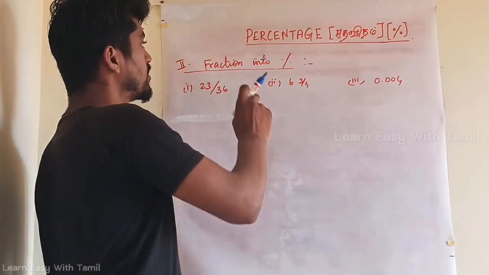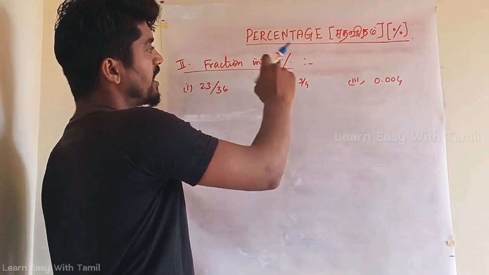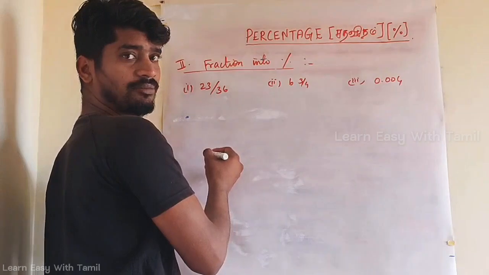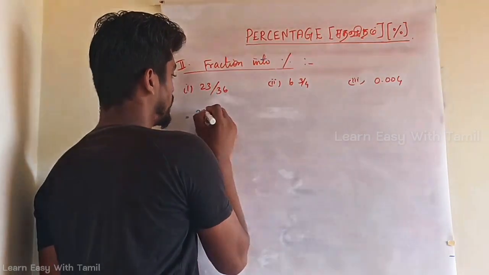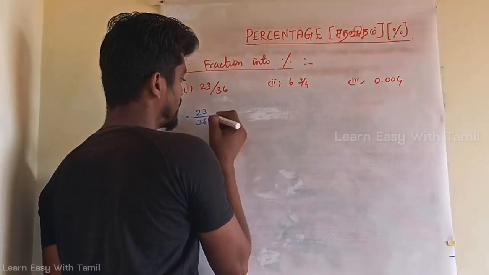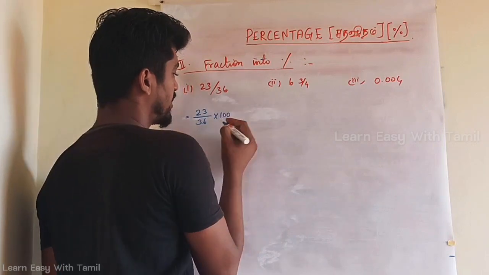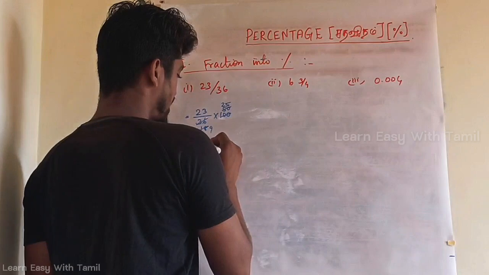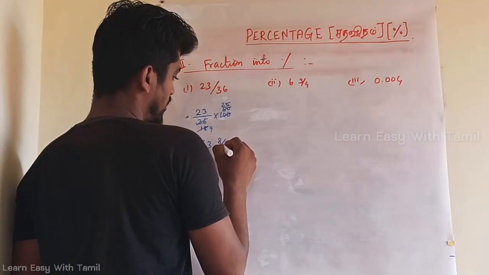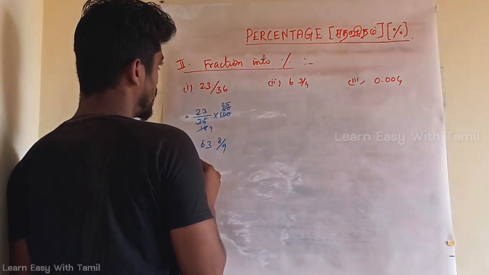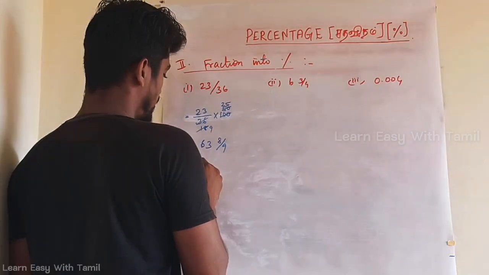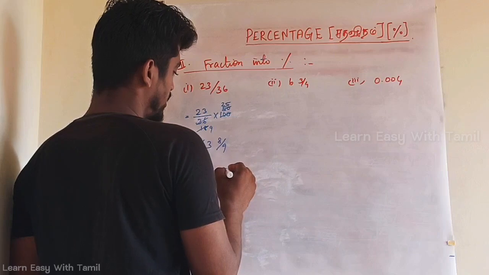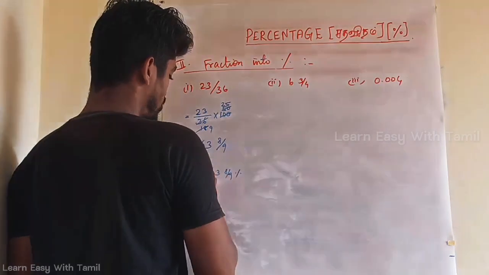The next type: convert the fraction value into percentage. In this conversion, we have to multiply with 100. 23 divided by 36, multiplied with 100. We have to simplify. The simplified value is 63 8 by 9. So the fraction 23 divided by 36 is equal to 63 8 by 9 percentage.